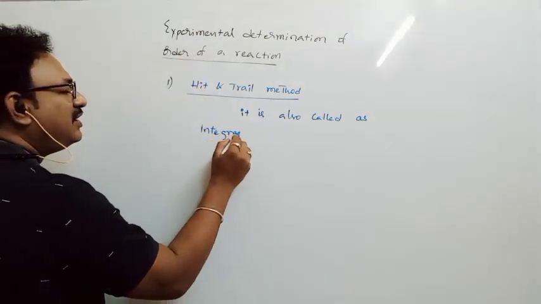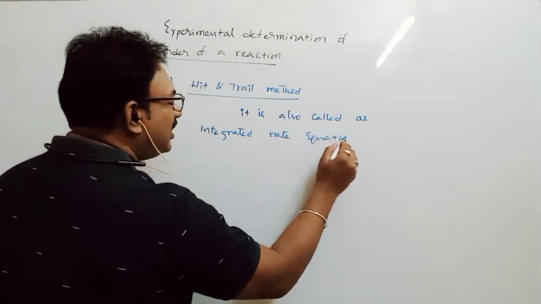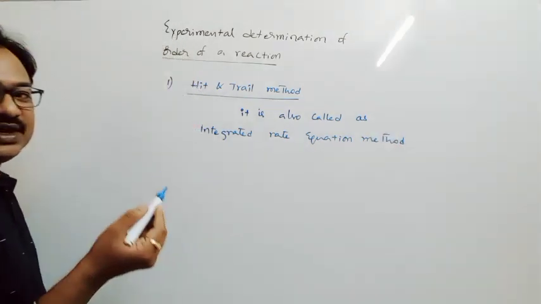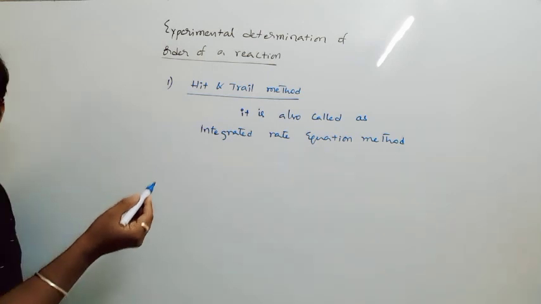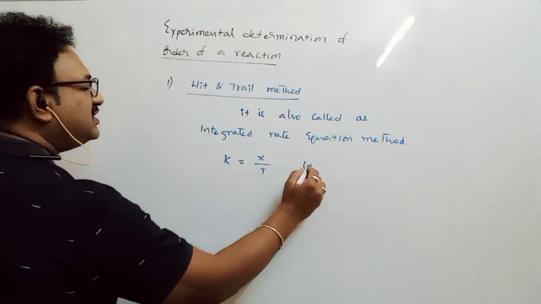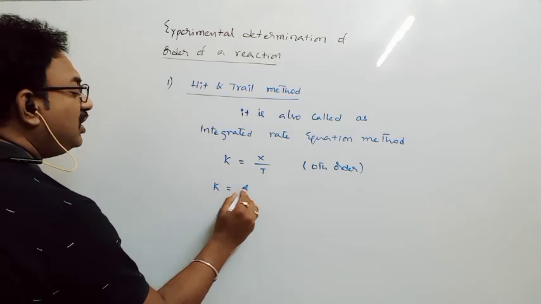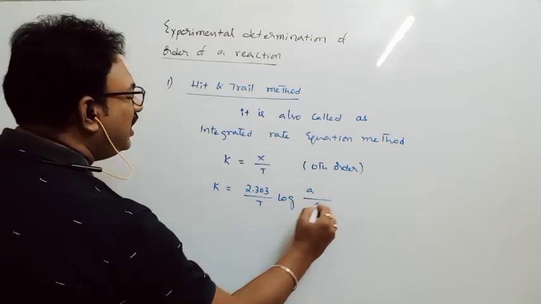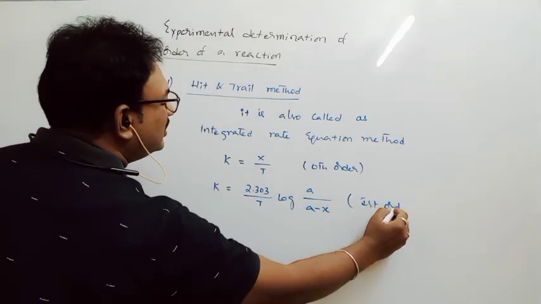It is also called the integrated rate equation method. Listen. Can you remember the integrated rate equations for all order reactions? Okay, so I'll give one by one. K equal to x by t, this is for zeroth order reaction. K equal to 2.303 by t log a by a minus x, this is for first order reactions.